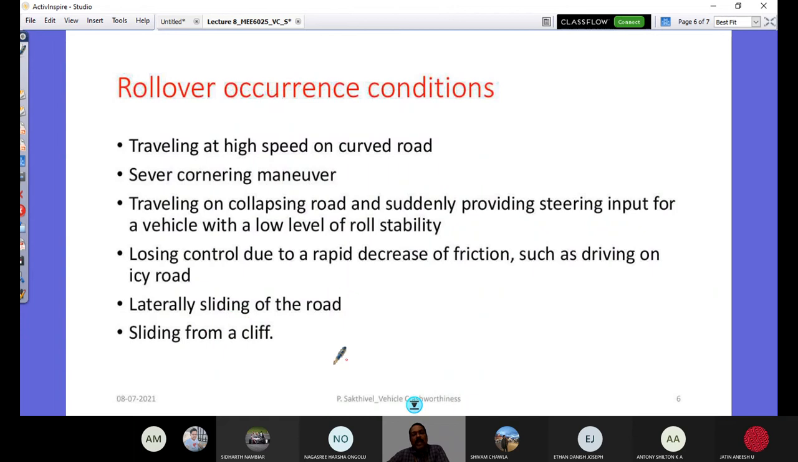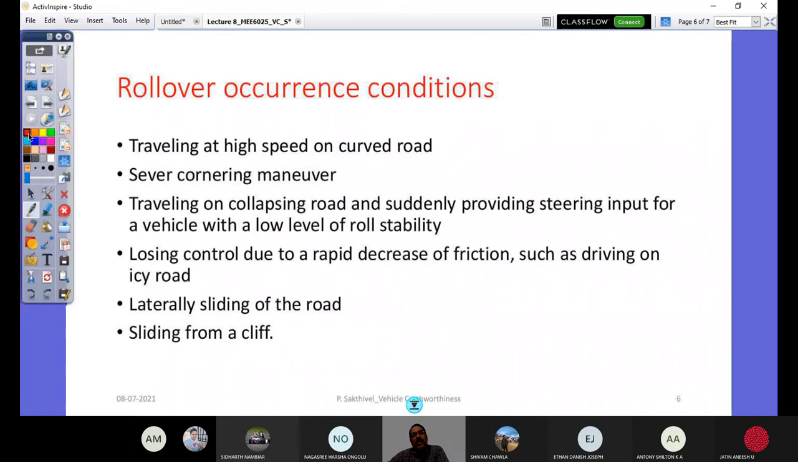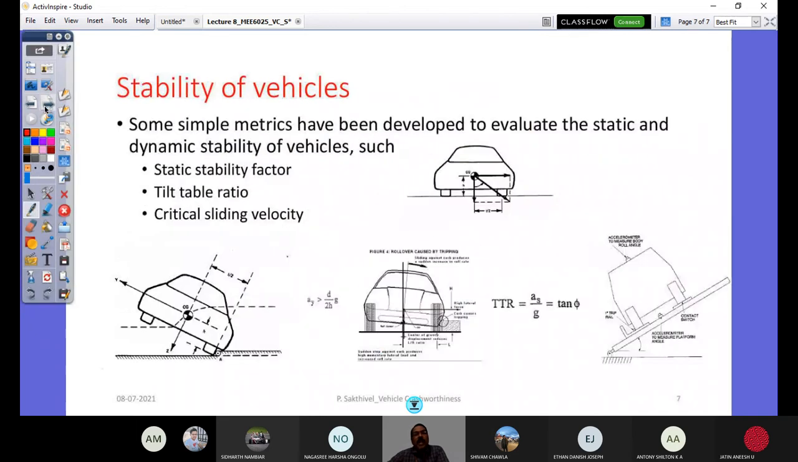So that is what wheel lock and lateral sliding, yaw instability, that we are talking about. And sliding from a cliff. So of course, when you're going down a cliff, there are more chances that a rollover can occur. And the stability of the vehicle, when you see, these are very important.